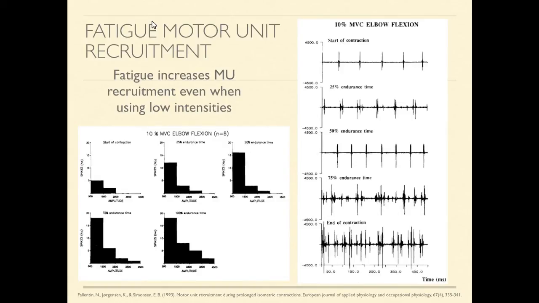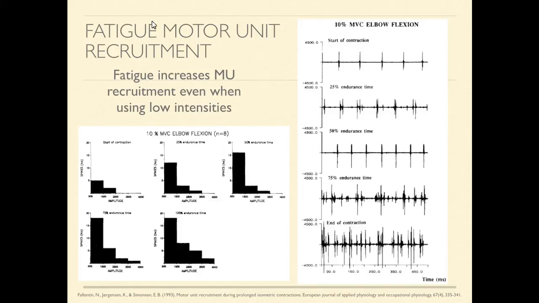What I want you to look at here is the figure to the right. They gave individuals 10% maximal voluntary elbow flexion. You're looking at electromyography. Look at the start of the contraction, very little activity. But as you go to 25%, notice activity increases. At 50% of the endurance time, it goes up again. At 75%, they're starting to come near failure, it goes up again. At the end of the contraction, muscle activity is much higher.